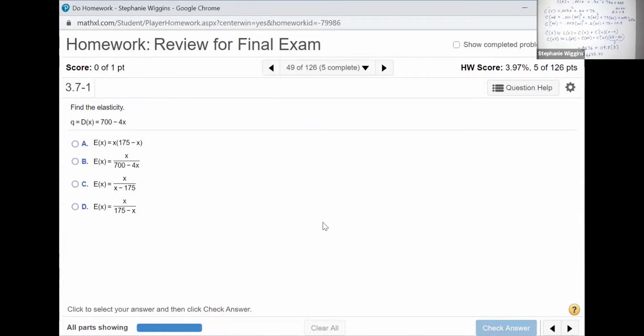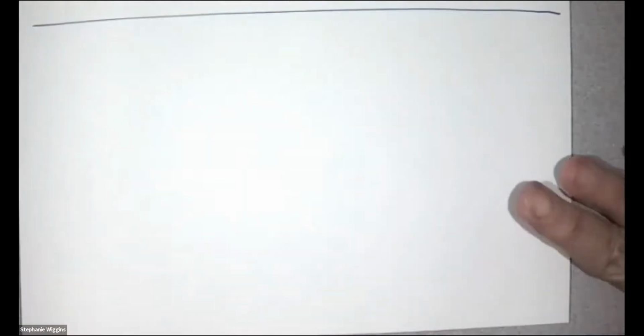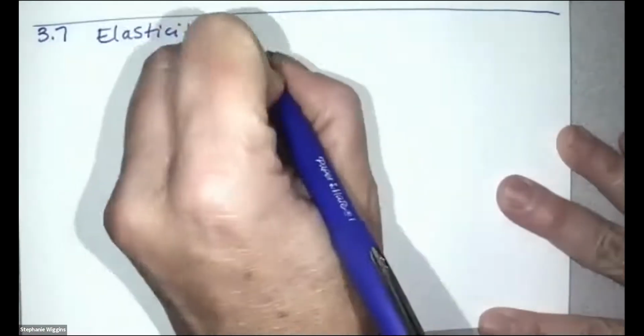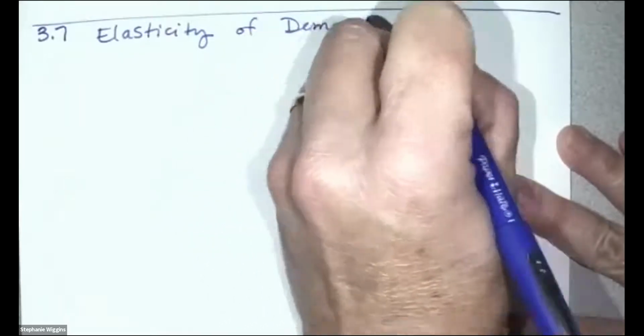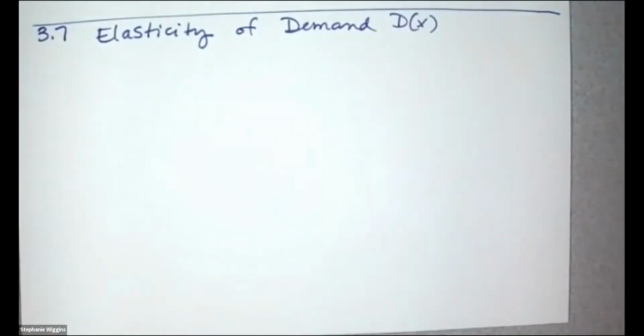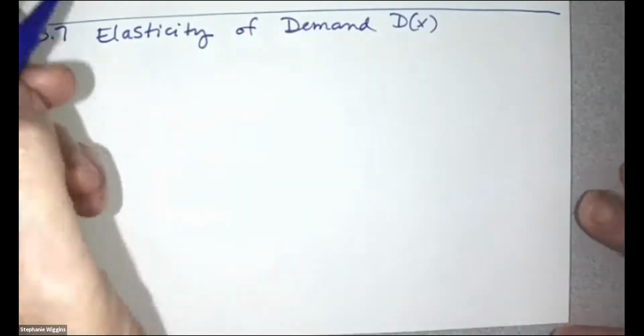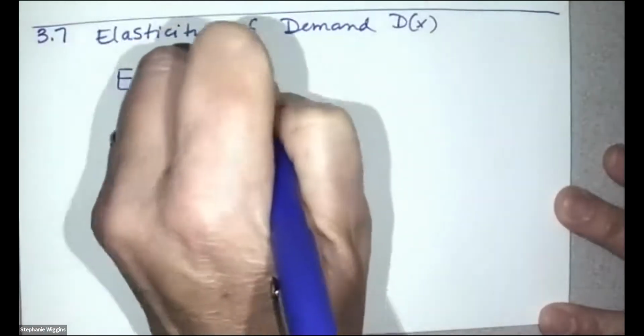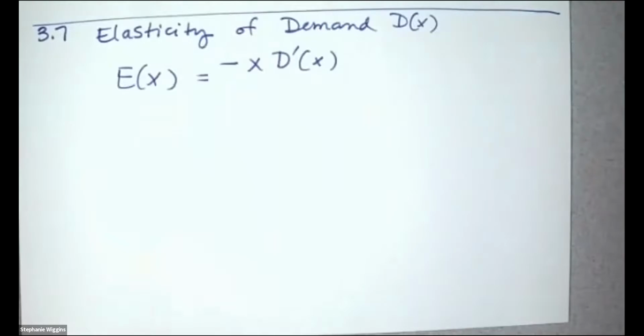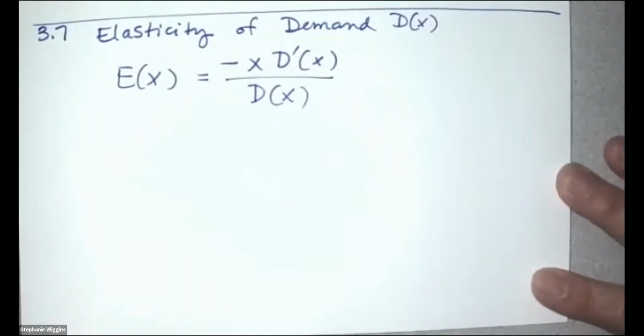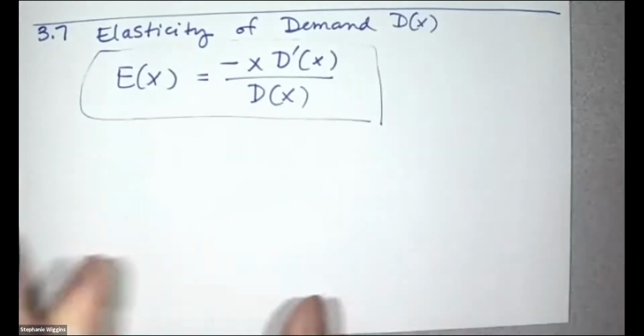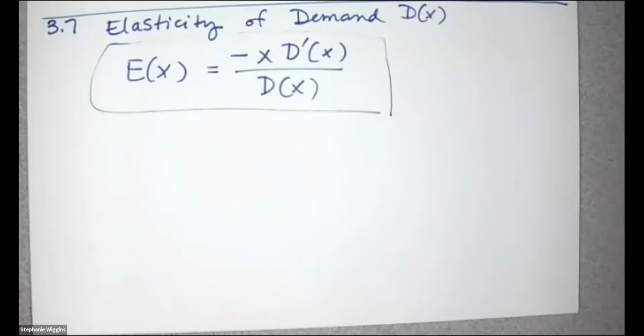All right, now moving on to section 3.7. So again, you're going to have the formula for elasticity. You don't have to worry about memorizing that. You just have to know how to use it. So the elasticity is a function, and we use the demand function to calculate the elasticity. So E of x equals minus x times the derivative of the demand function, or the marginal demand, divided by your demand function. And like I said, this is the formula I will give you on the test.